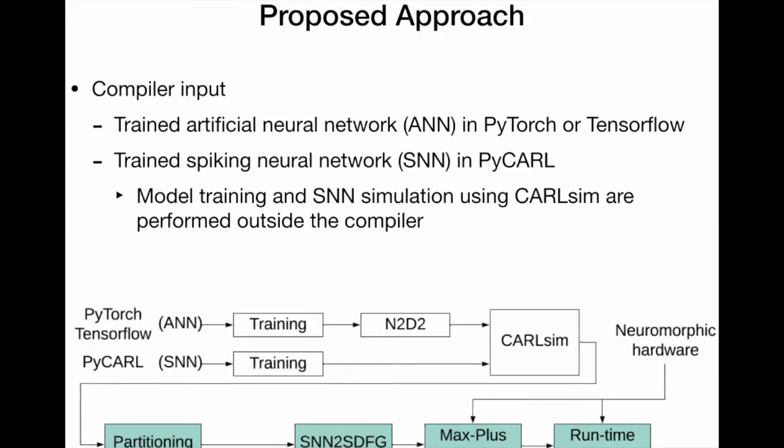Now the compiler can take two types of input. It can either take a trained artificial neural network written in PyTorch or TensorFlow, or it can take a trained spiking neural network written in PyCARL. If it is an artificial neural network model, it has to be first converted into a spiking form using the N2D2 software and simulated using CARLsim. If it is a spiking neural network, then it can be directly simulated in CARLsim. The model training and SNN simulations are performed outside the compiler.